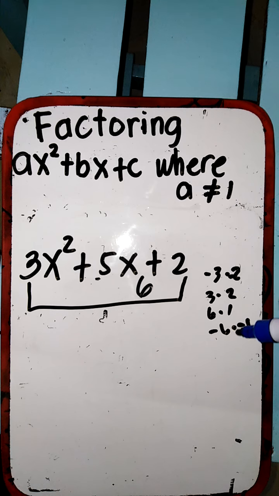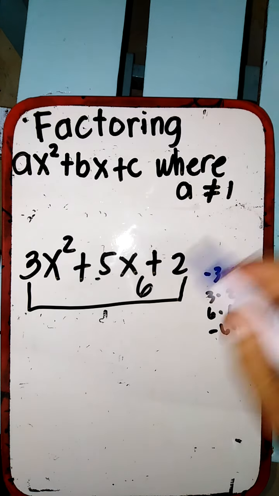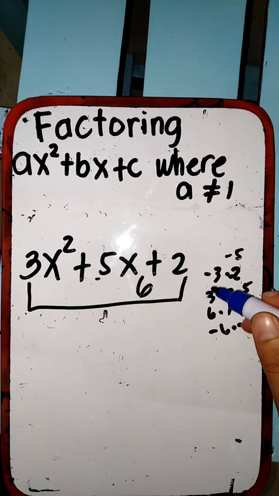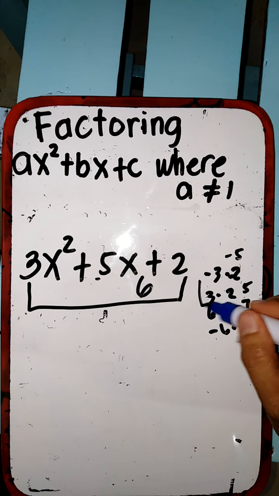These are the factors of positive 6. Then, let's add to see if it equals 5. Negative 3 plus negative 2 is negative 5. 3 plus 2 is positive 5. 6 plus 1 is 7. Negative 6 plus negative 1 is negative 7. So, the factors of 6 whose sum is 5 are these.